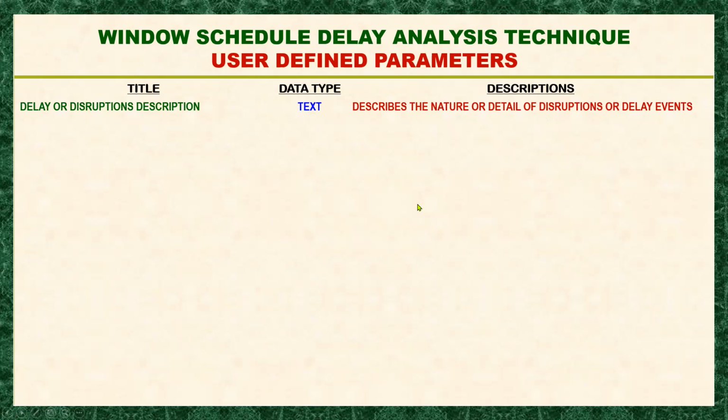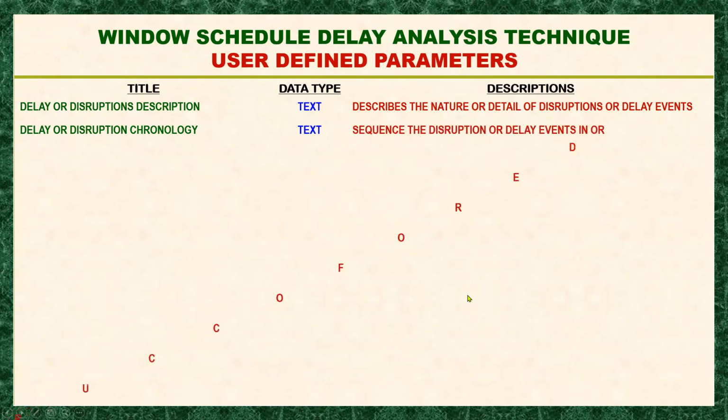Okay, next is delay or disruption chronology. And also we will be using the text data type. This is about the sequence. This means it sequences the disruption or delay events in the order of occurrence. So that means the chronology of the delay should also be recorded accordingly, in the order of occurrence.